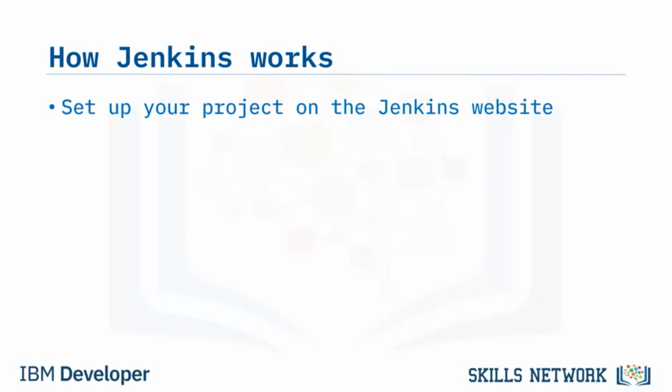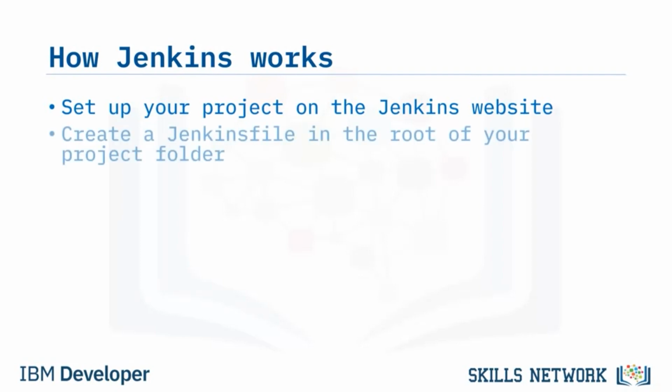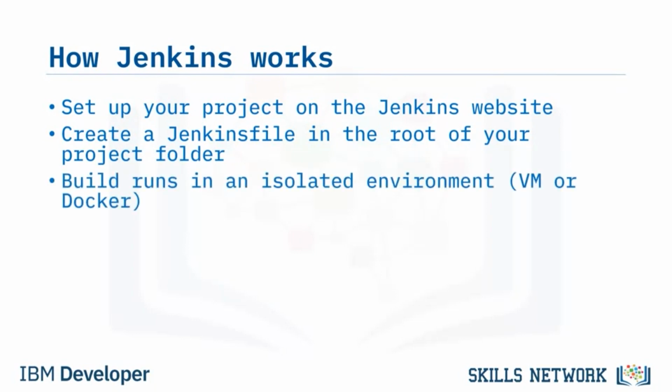We're going to cover the Jenkins pipeline workflow. To set up your repository for Jenkins pipeline, you need to create a Jenkins file to specify the CI instructions and place it in the root of your project repository. These instructions tell Jenkins how to run the pipeline to build and test your code. Jenkins can build your code in a virtual machine or inside a Docker container.